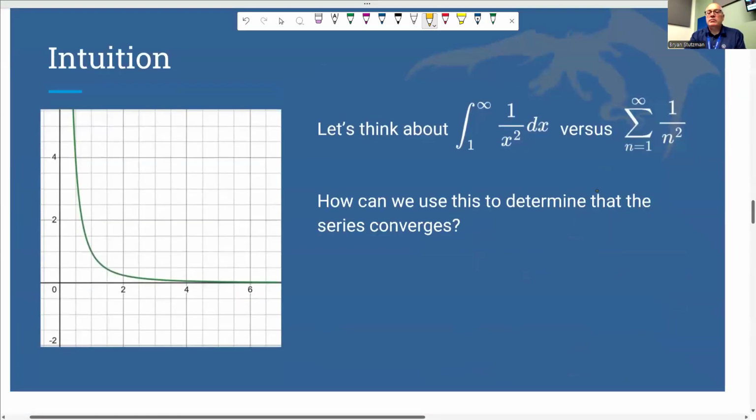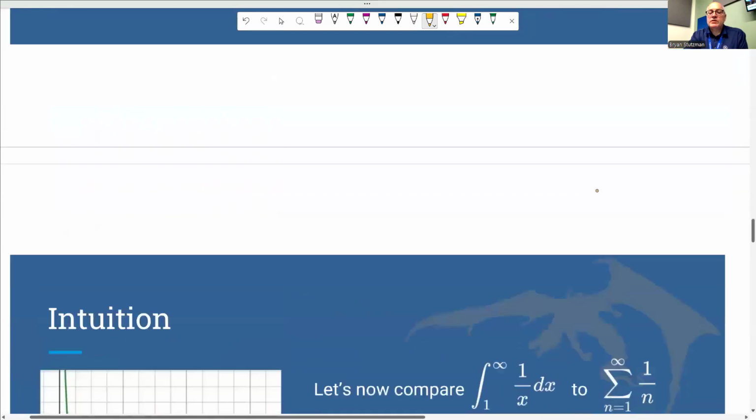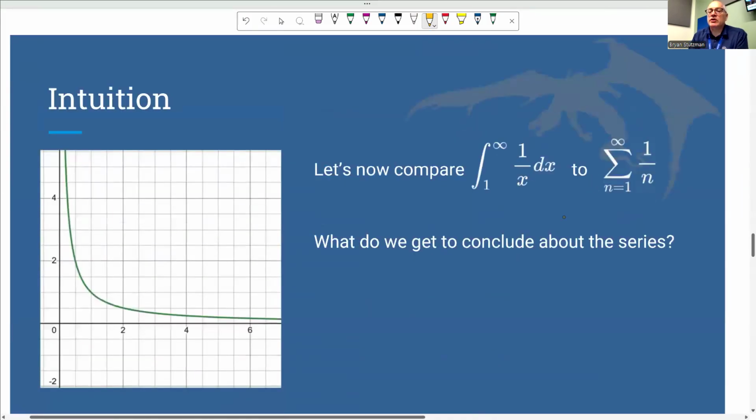So let's do another one. Let's do 1 over x compared to 1 over n. Well, the graph almost looks the same. It's a decreasing function, but it's a little bit different because instead of being the squares, this is 1 plus 1 over 2 plus 1 over 3 plus 1 over 4. Or 1 plus a half plus a third. Instead of being 1 plus a quarter plus a ninth plus a 16th, it's a little bit different.